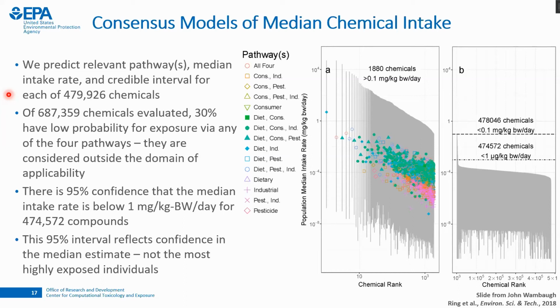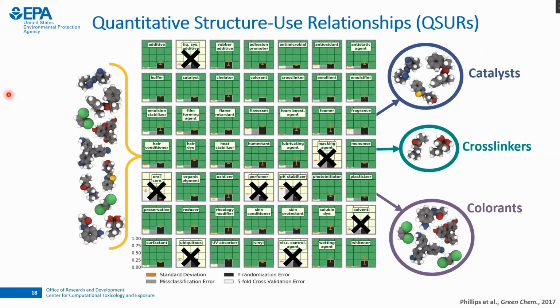And that's to say that this 95% interval doesn't necessarily reflect the most highly exposed, but it's the median estimate, right? So this is for our general population. And I'll show it in a little bit, but those are the sorts of exposure estimates you'll see in the dashboard.